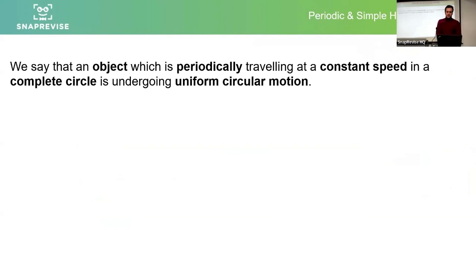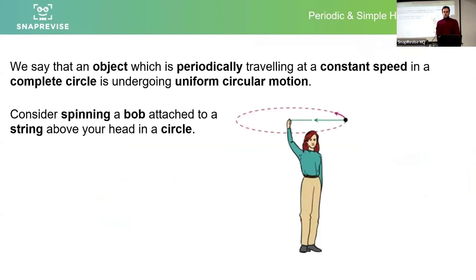We say that an object is periodically traveling at a constant speed in a complete circle if it's going in uniform circular motion. Okay, so this is the great tension, no pun intended, at the center of circular motion: your speed can be constant. You're traveling around the circle in uniform circular motion, but your velocity is constantly changing. And so your acceleration is indicated, so the force, the tension in this string, is indicated by the green arrow, but it also indicates the direction of the acceleration.